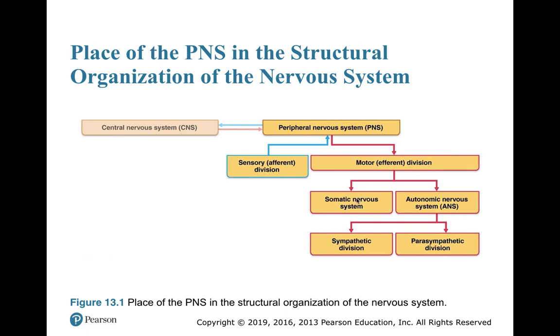The motor division is also divided into two groups. There's the somatic nervous system that controls skeletal muscles. When we want to contract a skeletal muscle, we use the somatic nervous system. And then there are some things that need to be automated, the autonomic nervous system. And that's going to have to be divided into two as well, because there's a sympathetic and a parasympathetic division. One division tends to turn things down, the other division tends to turn things up.